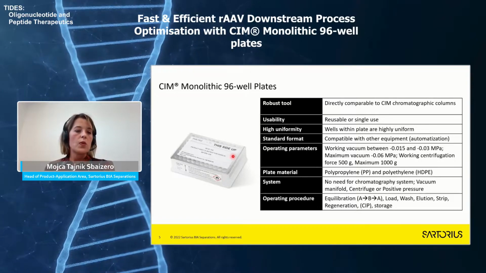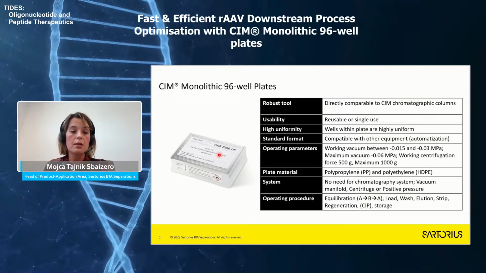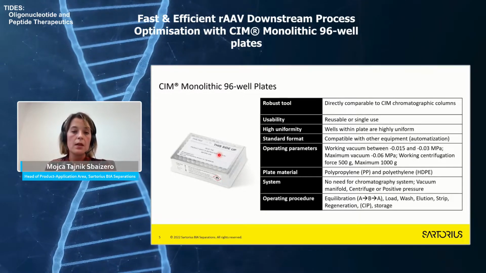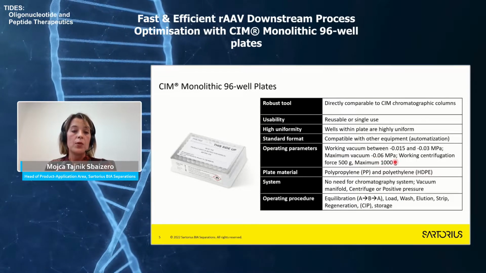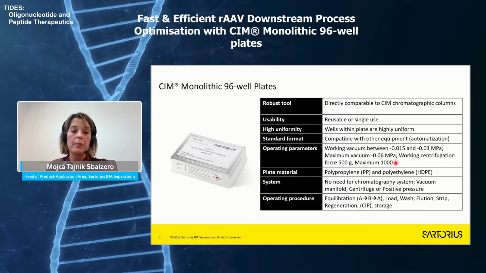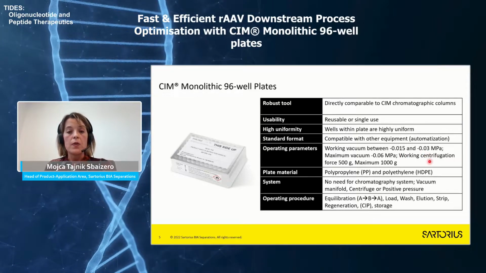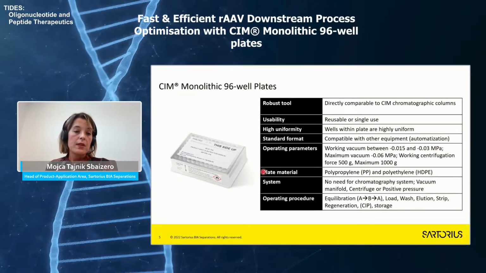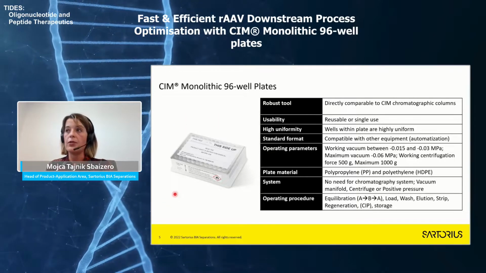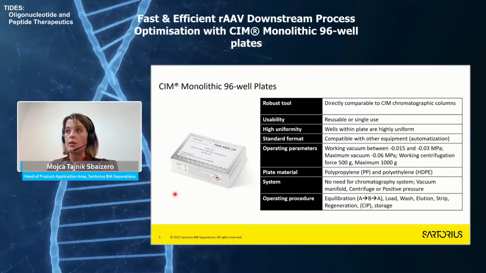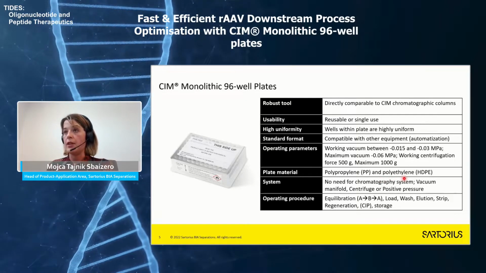Since they are 96 well format, they can be used with other equipment that is formatted for 96 wells, and they can be operated using vacuum. They handle up to minus 0.06 megapascal, but the working range is 0.015 up to minus 0.03 megapascal. If we use a centrifuge, we recommend a force of 500 g and a maximum of 1000 g. They are made from polypropylene and polyethylene material.